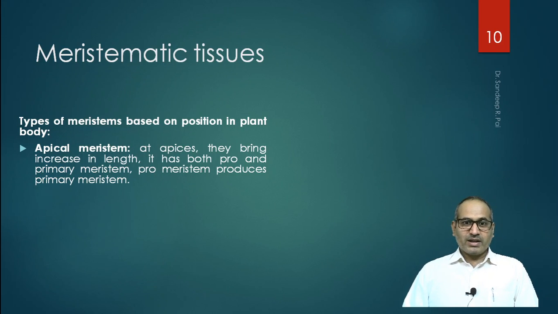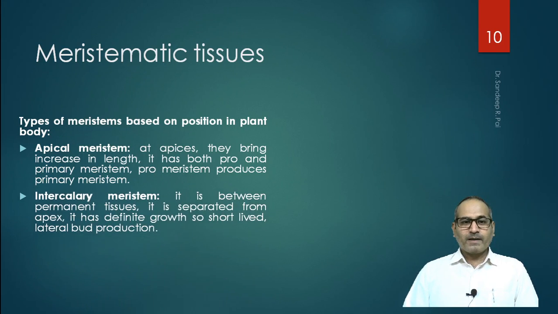Considering the different types of meristems that we have studied earlier, pro, primary and secondary, apical meristem would have both types, pro and primary meristems. Pro meristem produces primary meristem, as we have understood in the earlier slide.